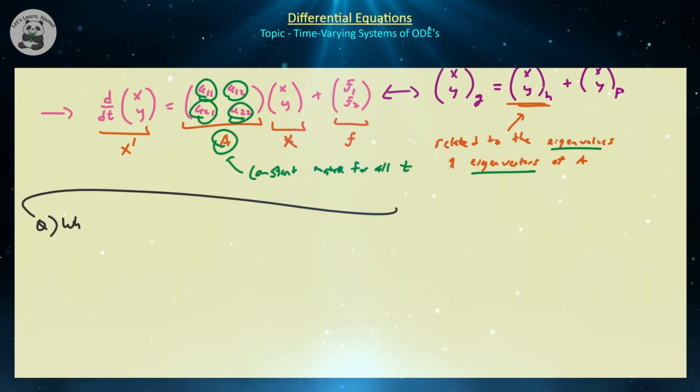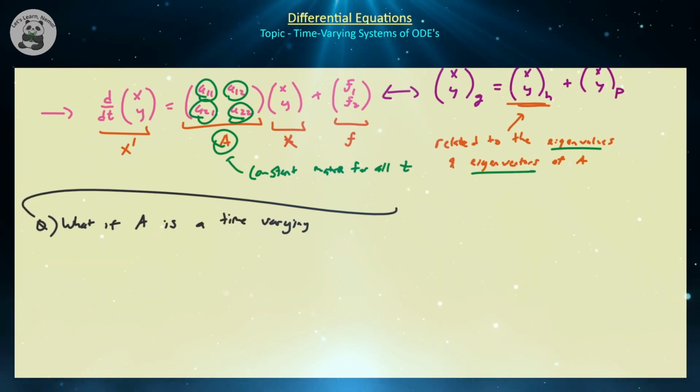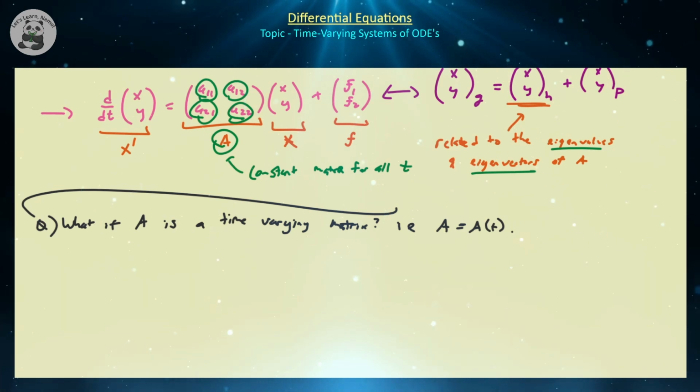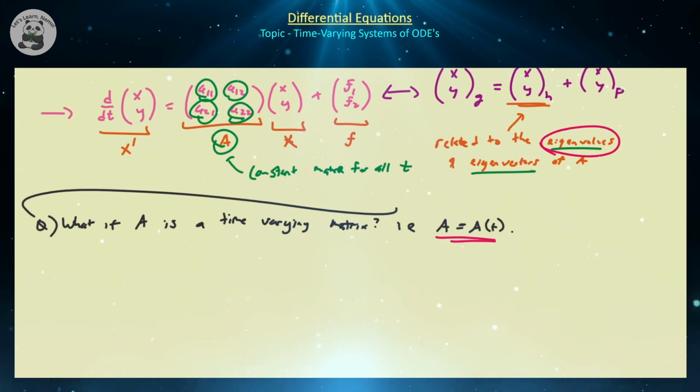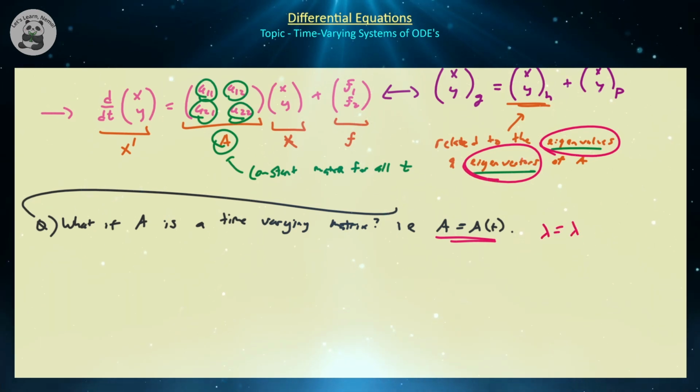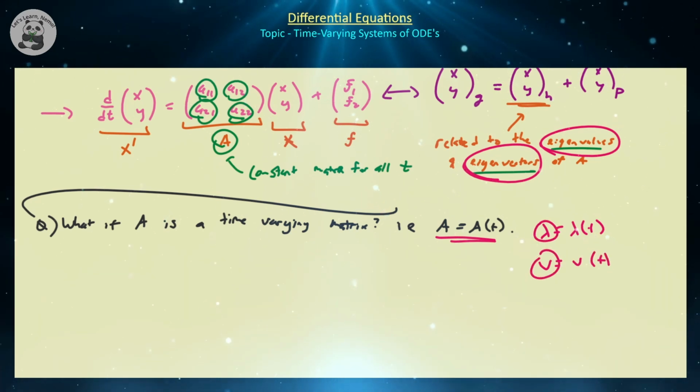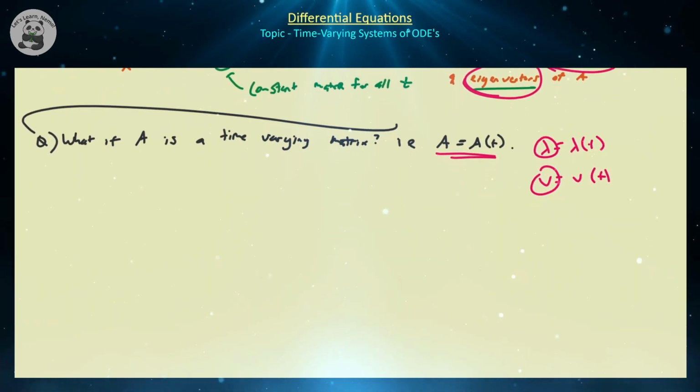So question, what if A is a time varying matrix? That is, A is a function of time. Again, if A is a function of time, that means the eigenvalues and eigenvectors will also be a function of time. So we can say that lambda is equal to a function of time, and V is also going to be a function of time, where lambda and V are associated eigenvalue and eigenvectors for this particular potentially m by n matrix.